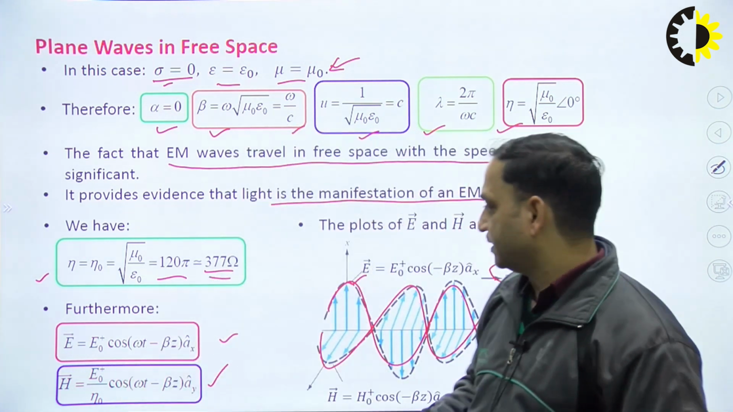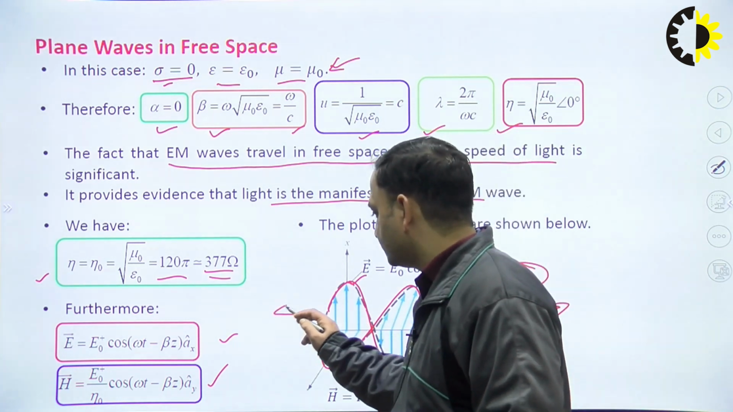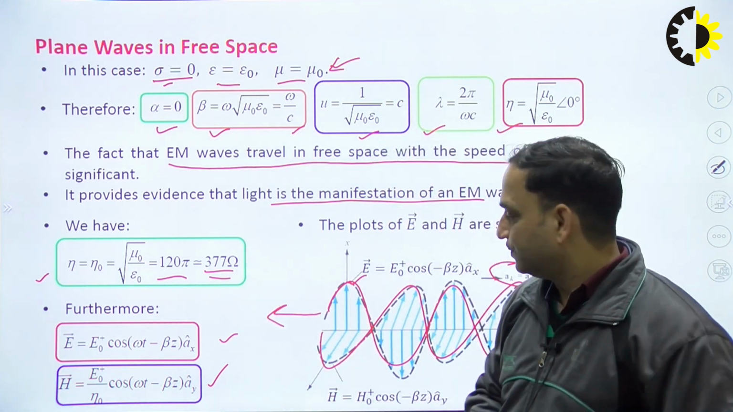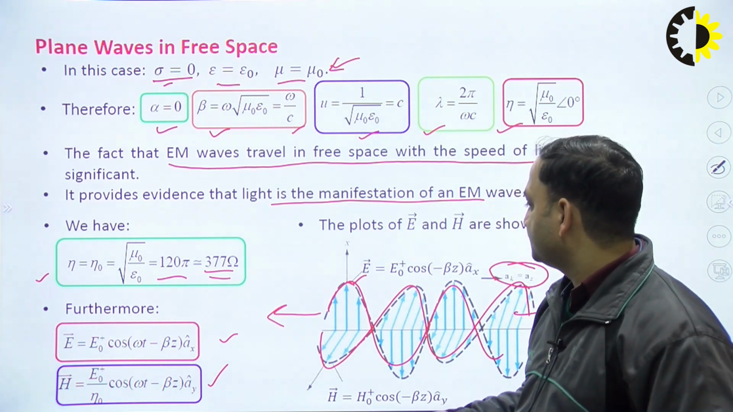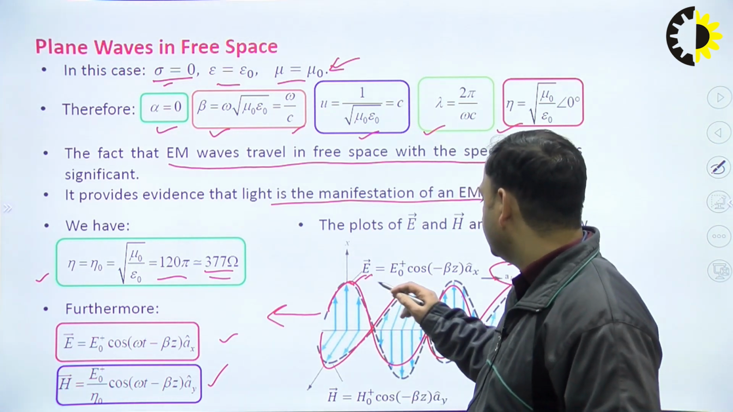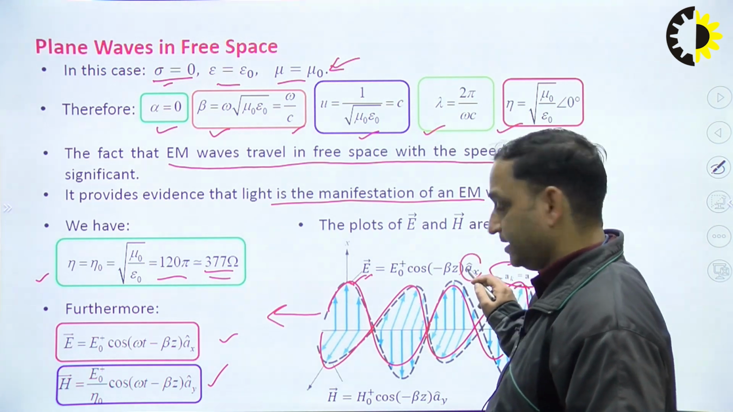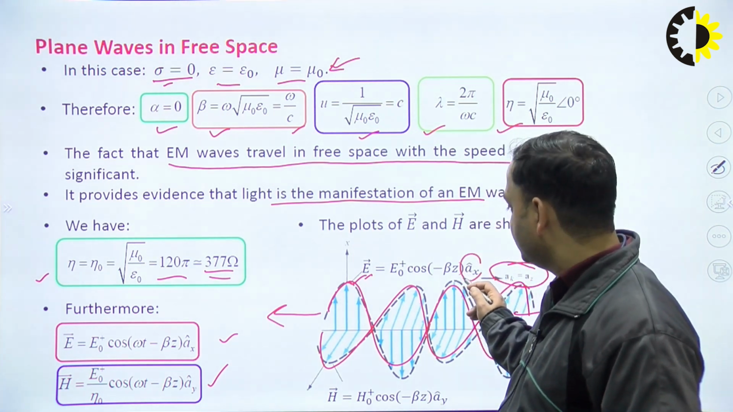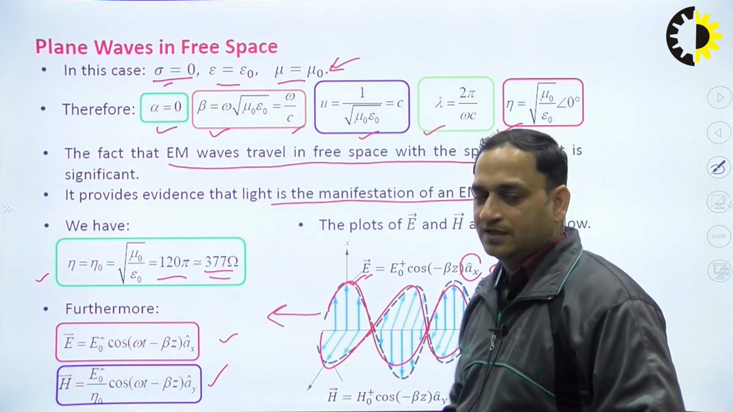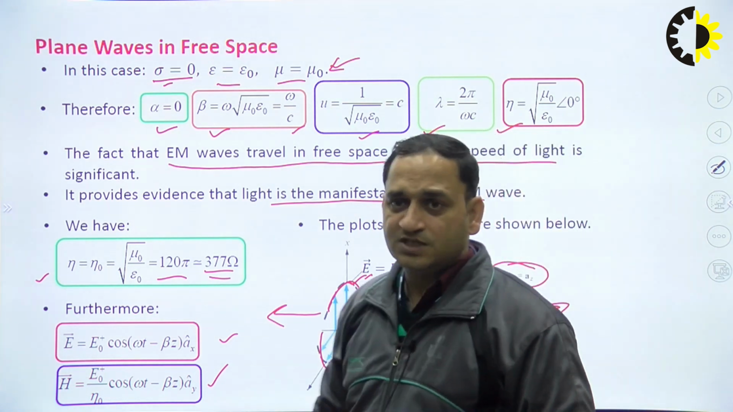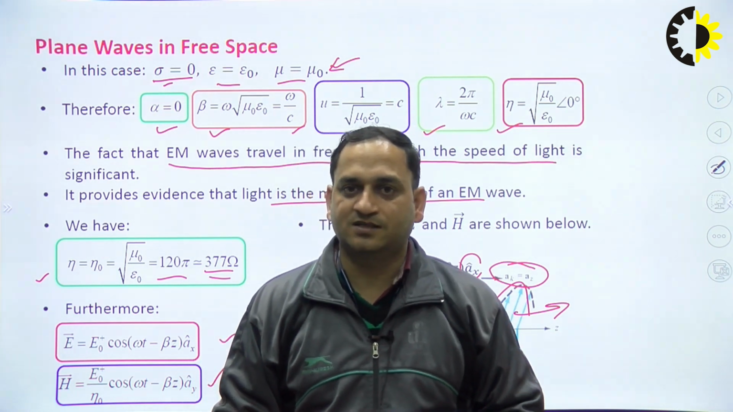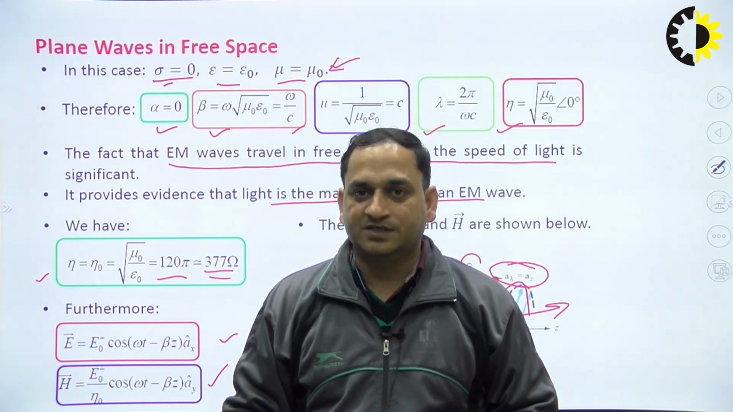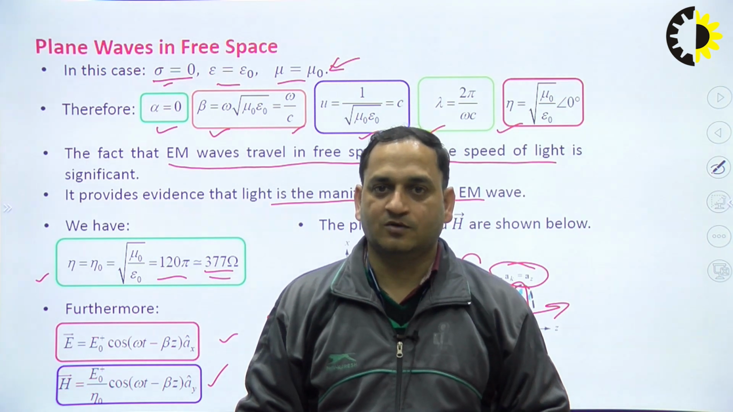If the wave is propagating in the minus z direction, then the direction will be reversed, but the components of E and H will be the same. Or another way of saying the same thing: if E is in the y direction, then H will be in the x direction. So in this way we can derive the wave equations and their properties and parameters in the different mediums. Okay, thank you very much.